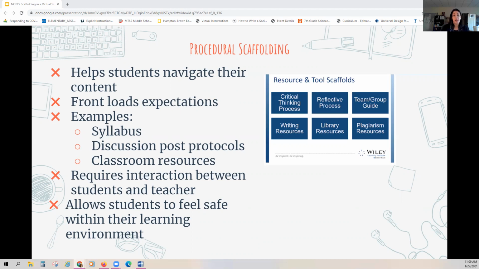You have possibly syllabi or your discussion post protocols, classroom resources, even going onto Zoom and saying, all right, guys, here's what we're going to be doing today, and just kind of front loading what's going to be happening that day. Those are all procedural scaffolding examples.